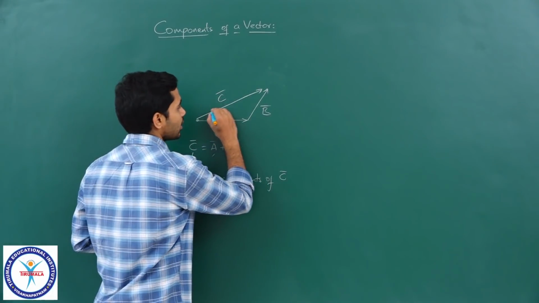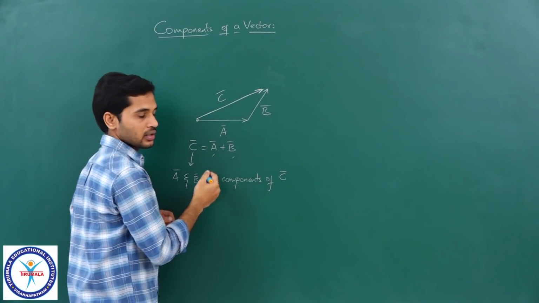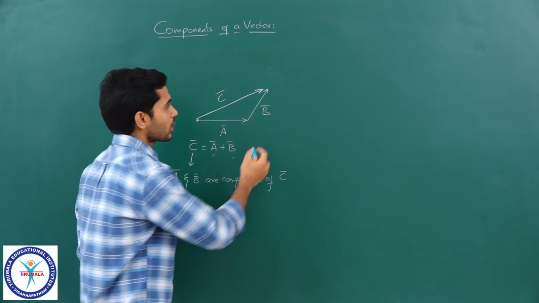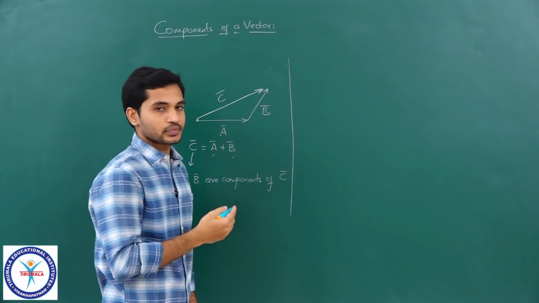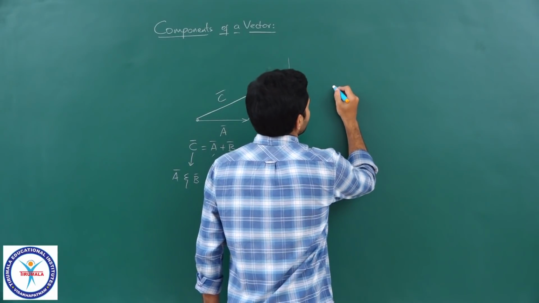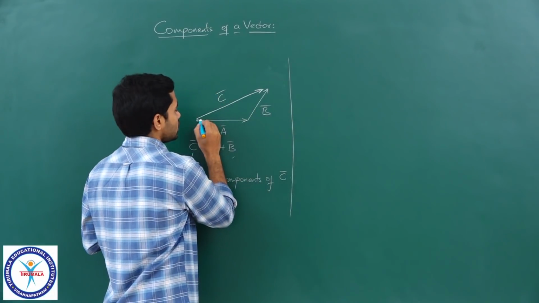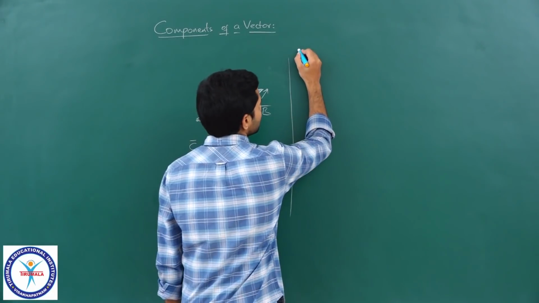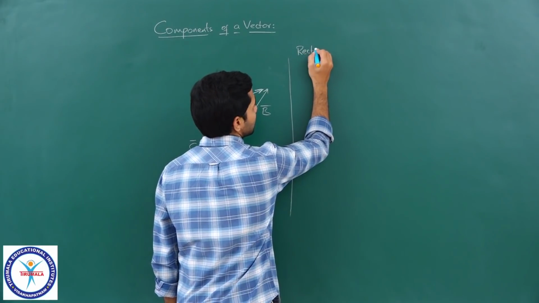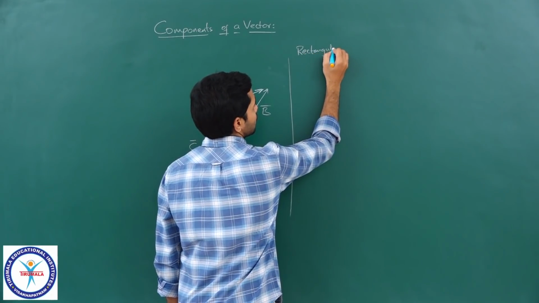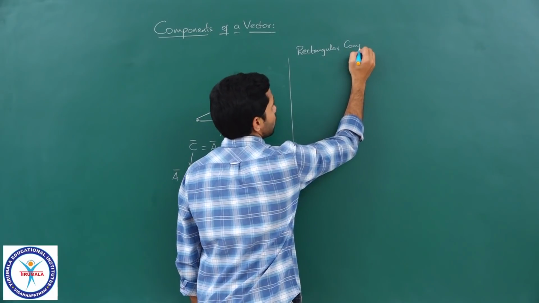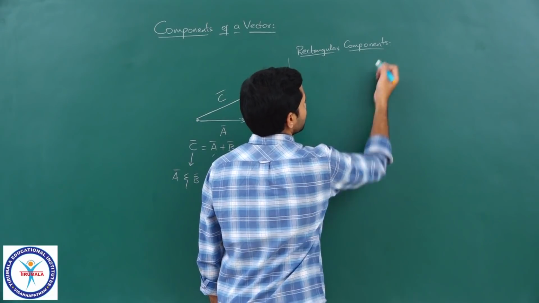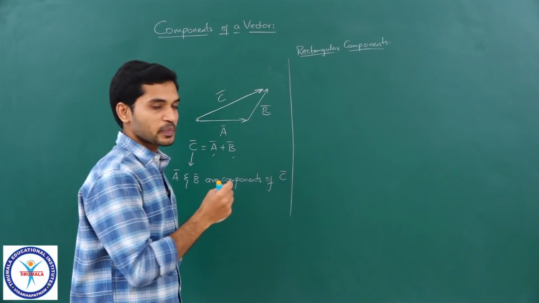In this case, I am breaking down this vector C bar into A bar and B bar. Is that clear, students? Okay. So, for example, in this particular case, A bar and B bar are the two components of C bar, right. So, now here we will be defining another term called rectangular components. Rectangular components are those components which have a specific property.